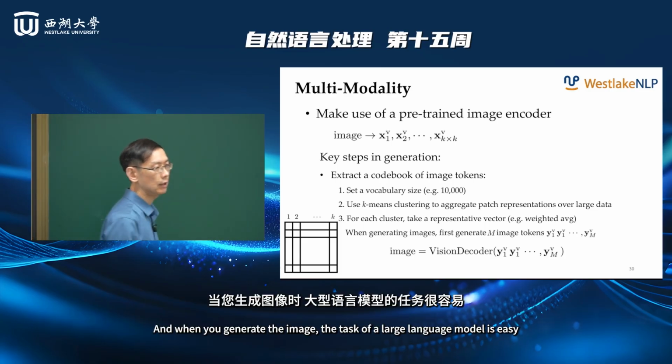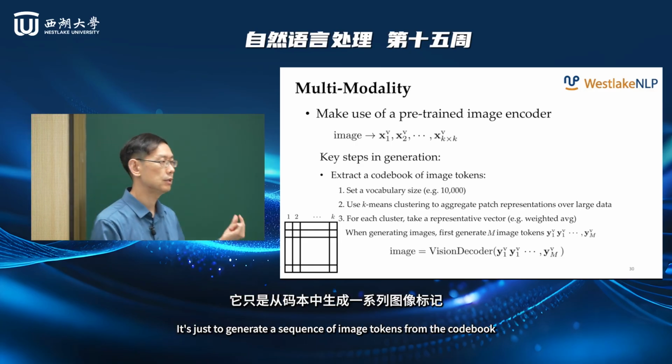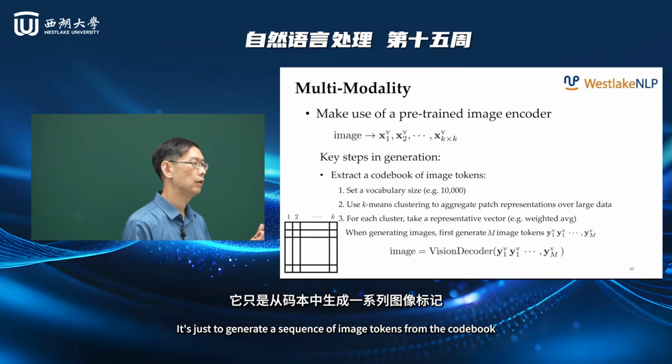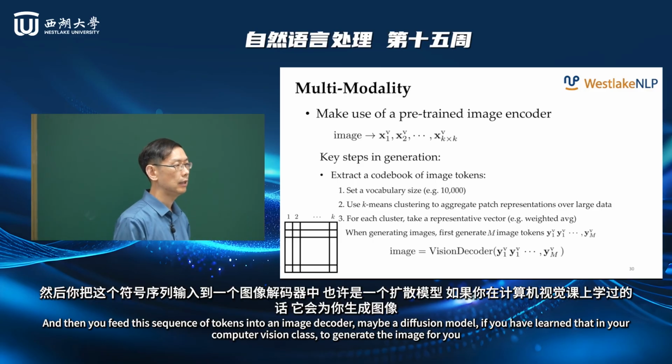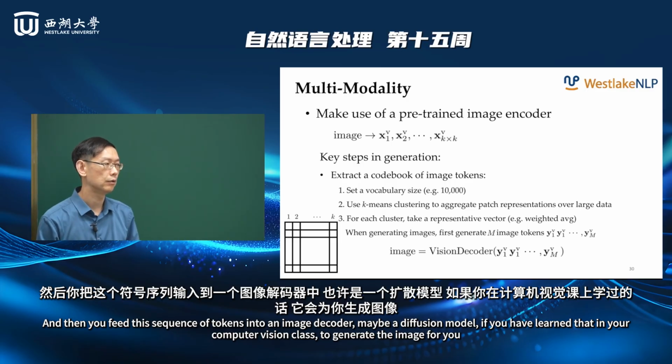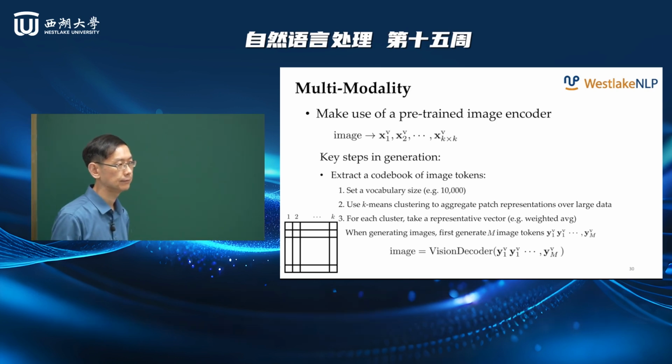And when you generate the image, the task of the large language model is easy. It's just to generate a sequence of image tokens from the code book. And then you feed this sequence of tokens into an image decoder, maybe a diffusion model, if you have learned that in your computer vision class, to generate the image for you.